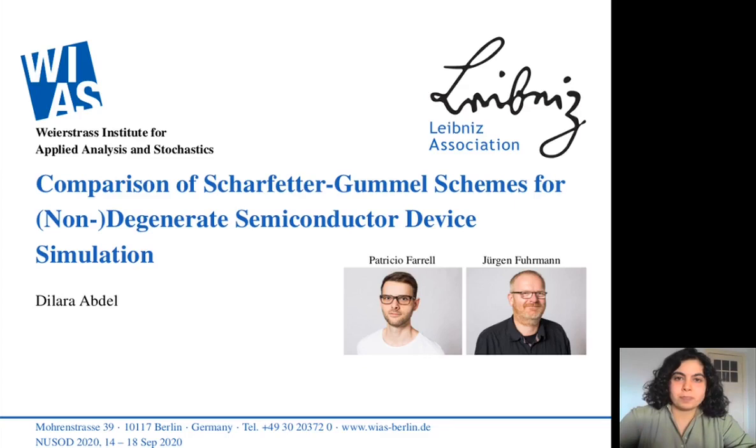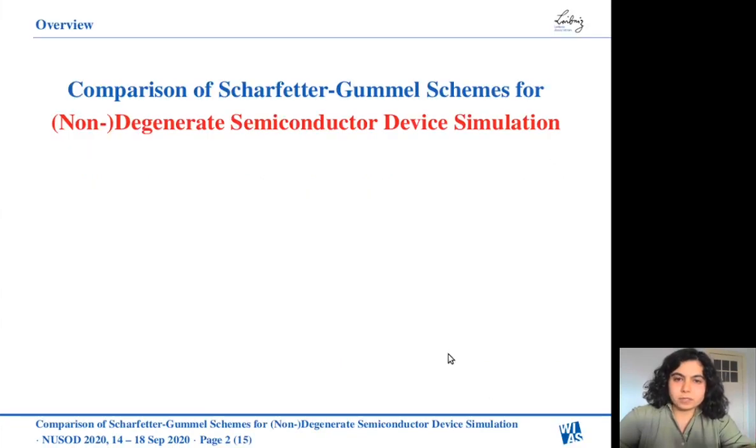The topic for today is finite volume discretization methods for solving the semiconductor device equations. One ingredient for such a method is the proper choice of flux approximation. So the aim of this talk is to compare and analyze aspects of two state-of-the-art modified Scharfetter-Gummel schemes. Before starting, I want to thank my supervisor Patrizio Farrell and our colleague Jürgen Fuhrmann, who collaborated with me on this topic. In the first step, I'm going to present the examined system.